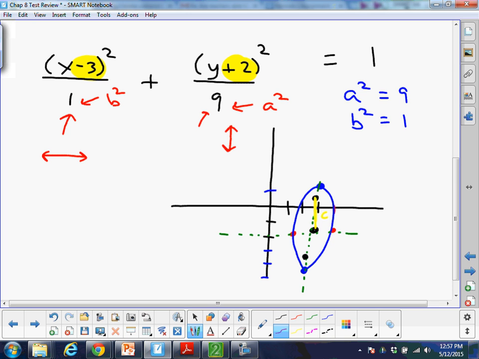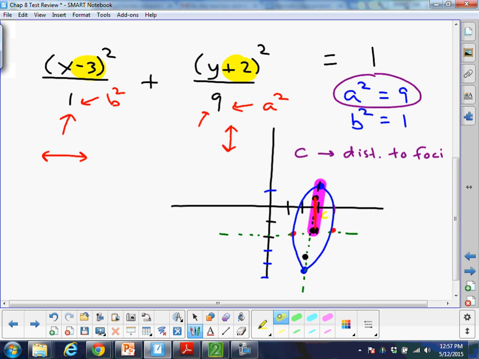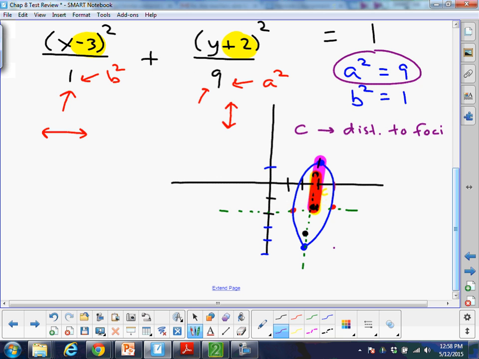But we need to find c. So c is the distance to both foci. And the formula in this case, if you think about how an ellipse works, A is the biggest one. The foci, which are c units away, are smaller than A. So let's visualize that. A is from here to here, while c is only from here to say there maybe. So A is the bigger one. So the Pythagorean-like formula is going to be that A squared, being the biggest one, is equal to the other two squared added together.